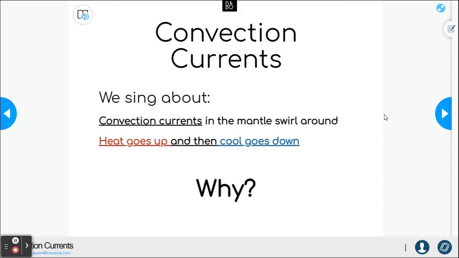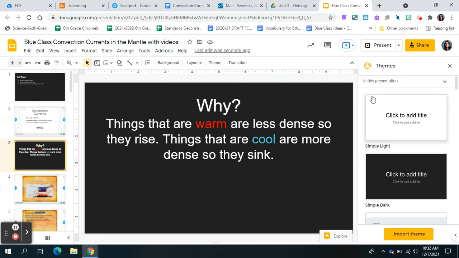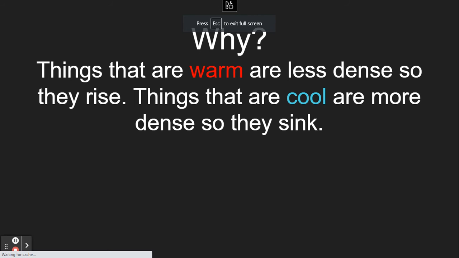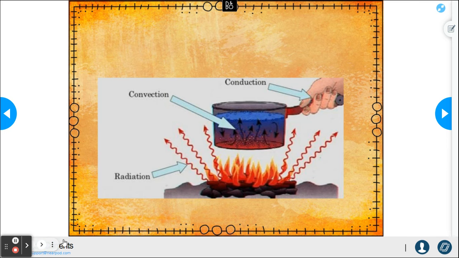Alrighty, now that we're back, here's what you should have on your paper. So why? Things that are warm are less dense, so they rise. Things that are cool are more dense, so they sink. As long as you have something talking about warm being less dense, so it rises, and cool being more dense, so it sinks, you are on track.